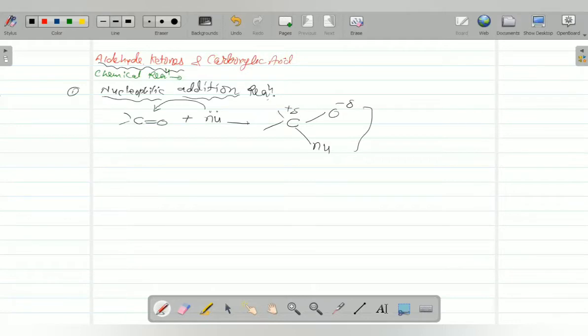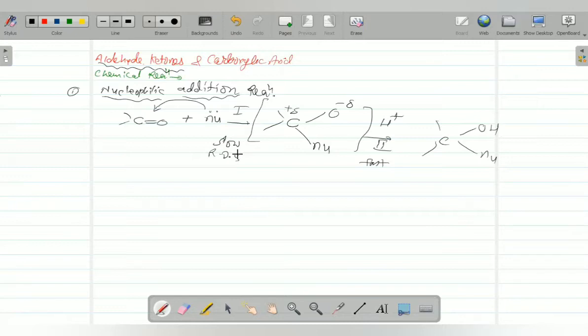and this is step 1, and in the next step it accepts the proton and gets stabilized, OH, Nu, and these two valencies. This is the second step. This step is the slow step, and this is the fast. And the slow step is the RDS, that is the rate determining step. So we need to study the mechanism of nucleophilic addition reaction.